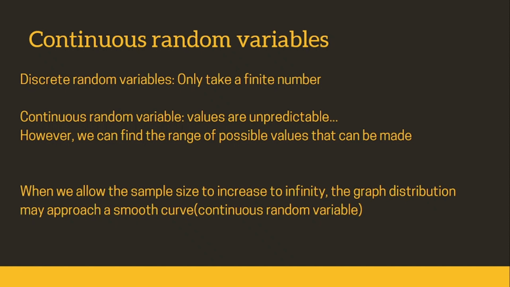In the previous chapter, we talked about discrete random variables, which only take a finite number of values. But continuous random variables are values that are unpredictable. This can be like finding the probability that something is the digits of pi, because pi has so many digits, or like finding the exact height of someone, like 171.12345678231, and so on and so forth, it just keeps going. You cannot get a really specific number. So that's what a continuous random variable is. However, we can find a range of possible values. When we allow the sample size to increase to infinity, the graph distribution will usually approach a smooth curve, which is what makes a continuous random variable.